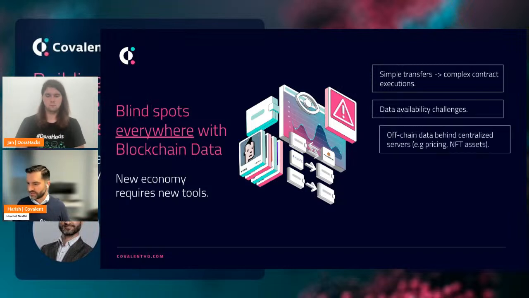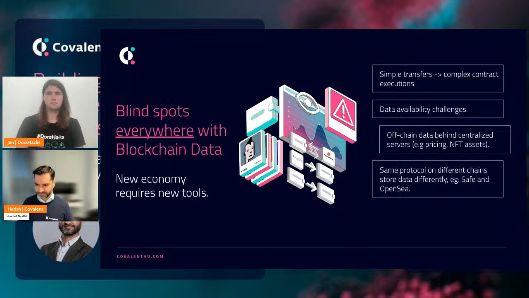Off-chain data behind centralized servers. We've seen this quite a bit, obviously with pricing data, and also with NFT assets, where a lot of the underlying image and metadata could be living on some other external server, and you have to try to fetch that, and sometimes it's not even available to be fetched remotely.